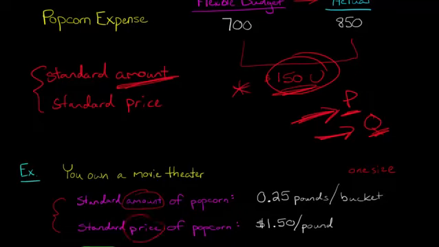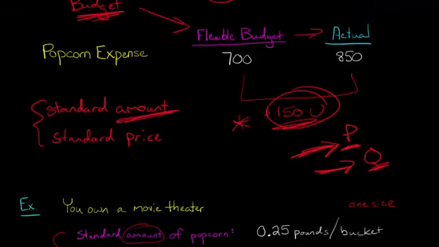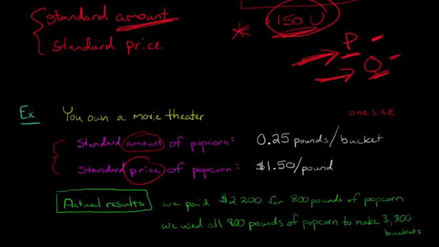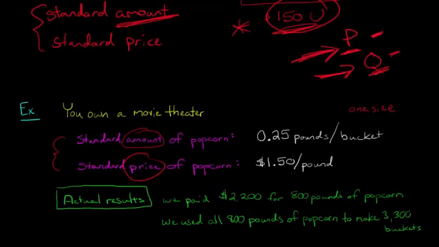Now that we've got these standards, we have something we can benchmark the actual amounts against, right? So when we get this actual amount, we have something to compare it against, and we can figure out if it's price or quantity issues that are driving our problems. So now we need to know, obviously we have the standard amounts here, but we need to know the actual results, right? If we don't have the actual results, we're not going to have anything to compare to our standards. And so we say, okay, well, at the end of the month, we found that we spent $2,200 to buy 800 pounds of popcorn.